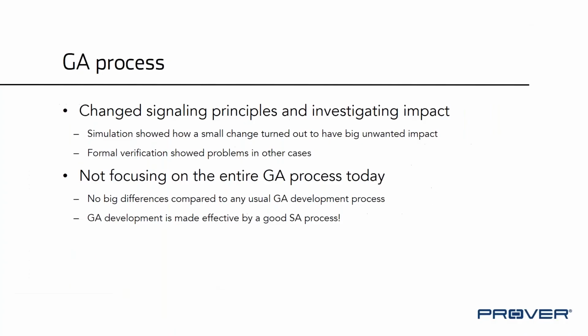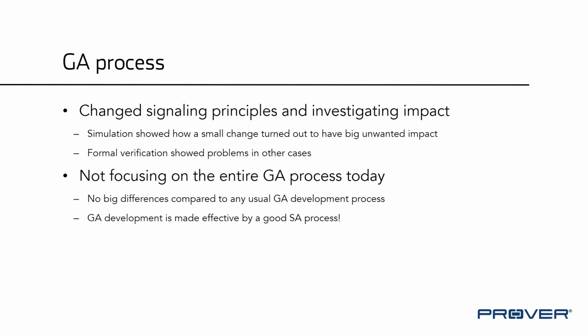Okay. So what did I do? I changed some signaling principles just to show you how you can investigate the impact of such changes. First simulation showed how small changes turned out to have big unwanted impact. So I introduced a little copy-paste error in the throwing of switches to the right, and many test cases fail. Then I restored this and made another change, and now formal verification showed problems instead. So this is often the case. Simulation and formal verification are complementary.